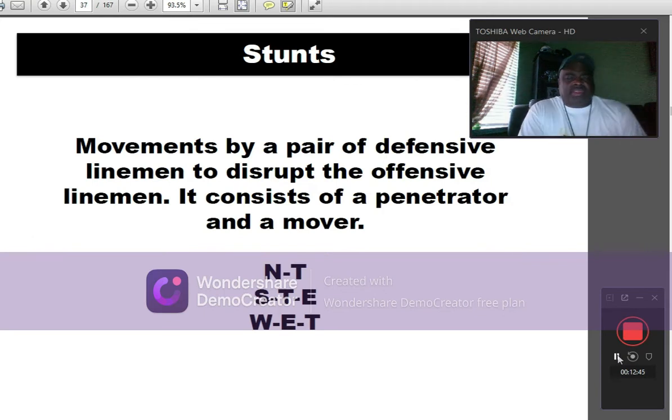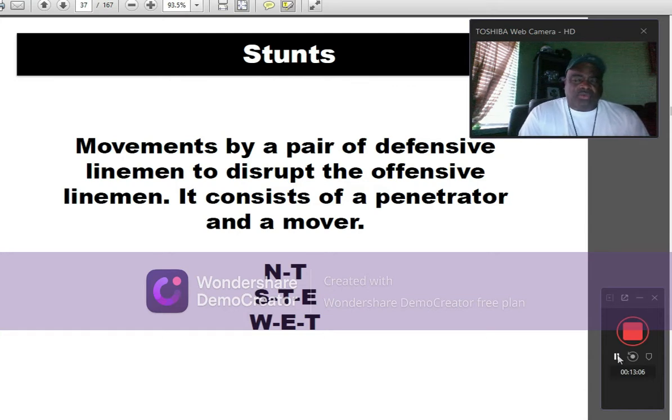And as a defensive coach, you must understand what you are doing, especially on the defensive line. It's called movements in pairs, the defensive lineman to disrupt the offensive lineman. It consists of penetration and movers. You just don't have 4 down linemen just saying you're 4-2-5.